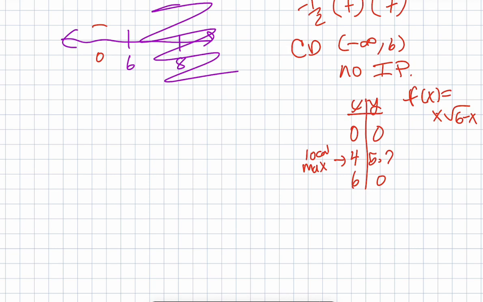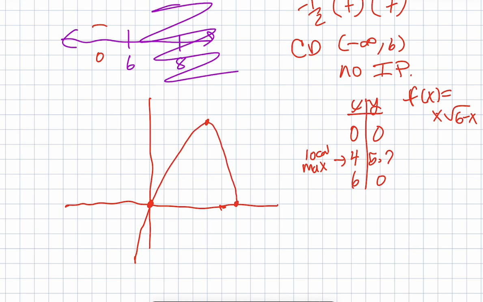Now, it's increasing till 4, then decreasing till 6. The concavity is concave down, so our cup is upside down. So let's draw this. At 0, we're at 0. I make really good straight lines. At 4, we are at 5.7. At 6, we're at 0. And so our graph looks something like that.